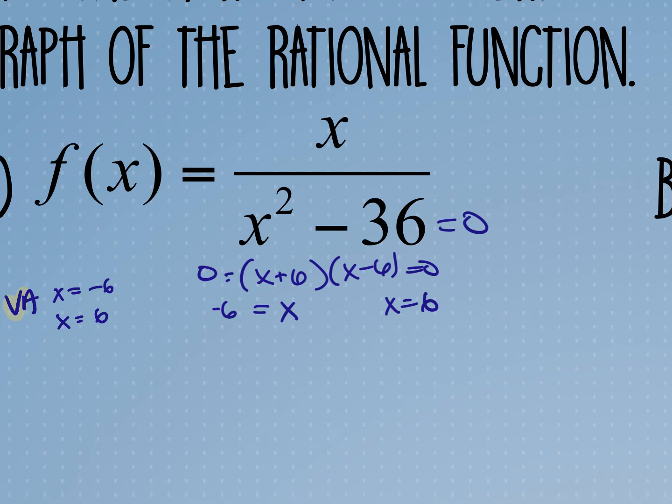So the domain. Domain is the opposite, right? Domain says it can't equal negative 6 and it can't equal positive 6. Horizontal asymptote. To figure out my horizontal asymptote, I have to look at what's the highest exponent in the top, what's the highest exponent in the bottom. So highest in the top is 1, highest exponent in the bottom is 2. So if you need the cheat sheet, go back. What happens when the exponent in the top is less than the exponent in the bottom? Y equals 0 is my horizontal asymptote.